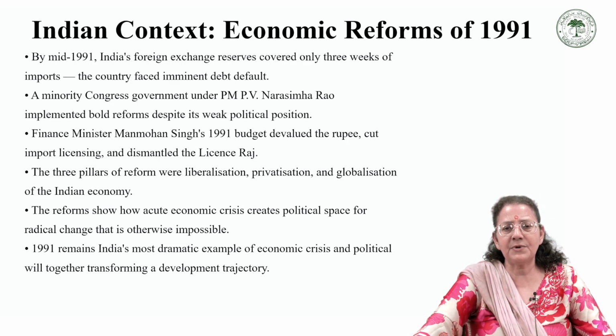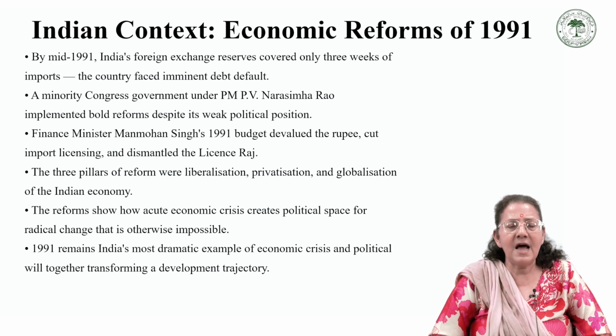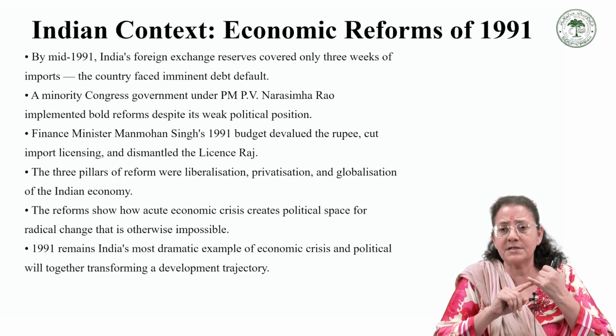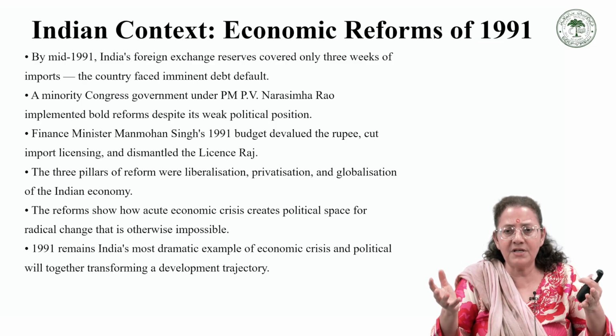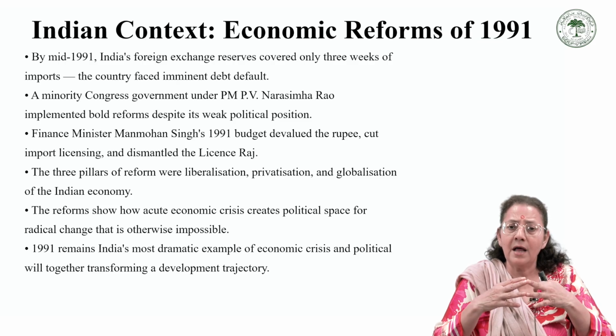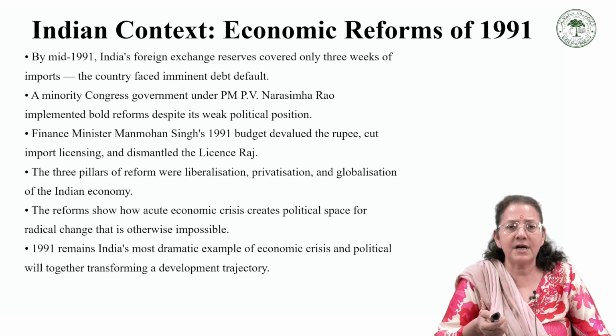Finance Minister Manmohan Singh presented a reformist budget in July 1991 that devalued the rupee, reduced import licensing, lowered tariffs, and initiated the dismantling of the License Raj. The 1991 reforms involved three key sets of changes: liberalization, which reduced government's control on private enterprises; privatization, which opened previously public sector dominated industries to private competition; and globalization, which opened the Indian economy to foreign trade and foreign direct investment.